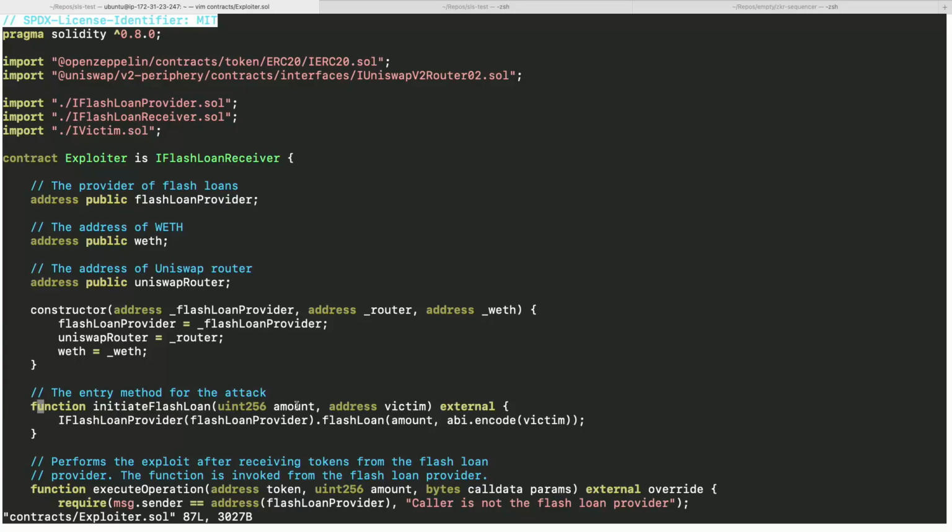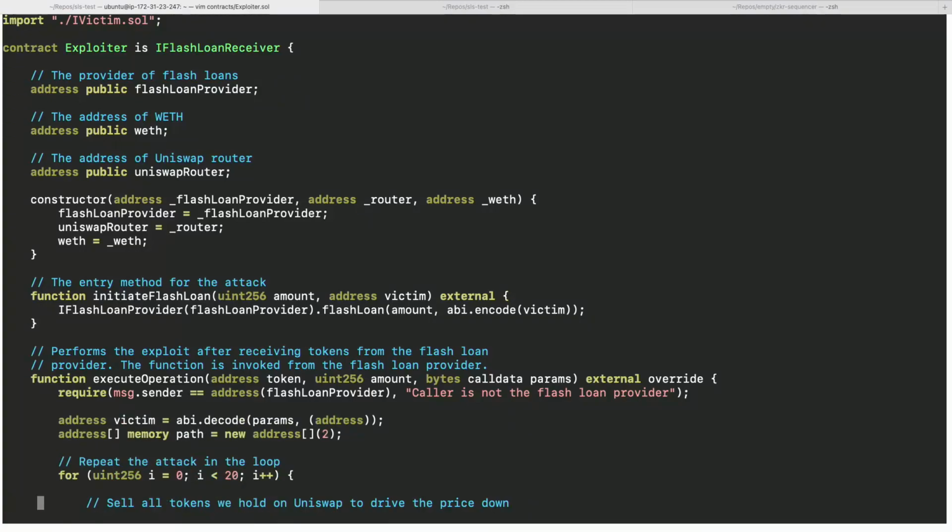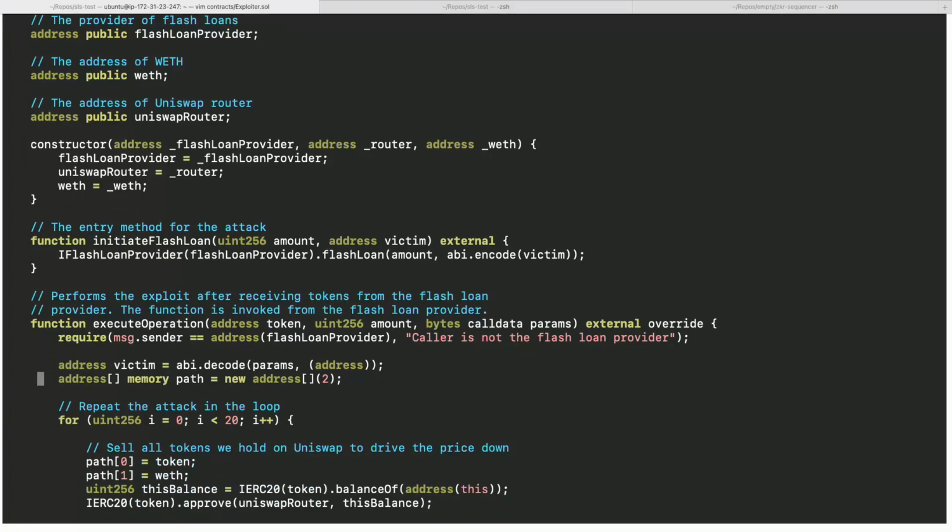In here, I'm going to tell the smart contract how much of the tokens I would like to borrow from the flash loan provider and who is the victim that I would like to hack. And I'm going to make a call to the flash loan provider saying, hey, please give me those tokens that I have requested. Now the execution is going to get transferred to the flash loan provider. The flash loan provider is going to transfer those tokens to this exploiter smart contract, and it's going to, in return, call back this function called execute operation, okay?